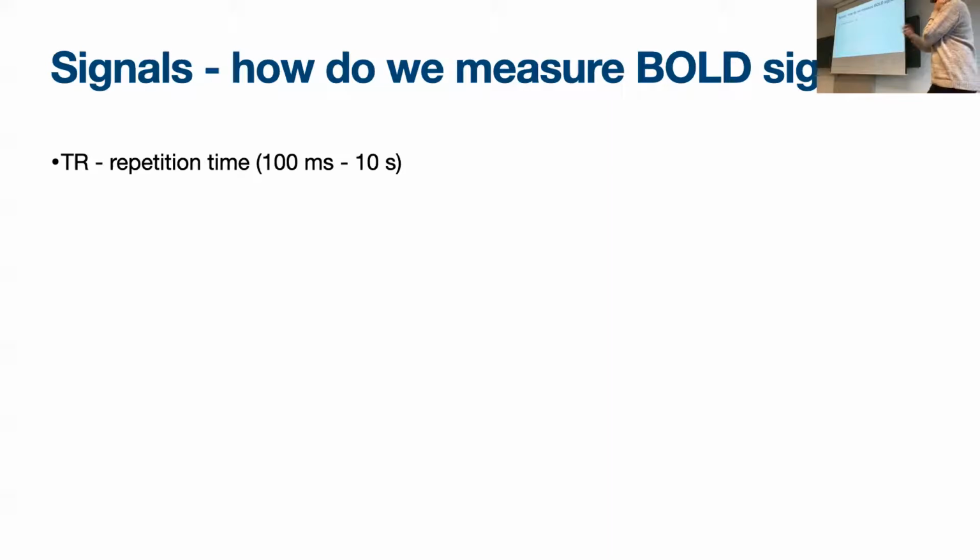So if we are in a regime where we do that, we have specific things that we can work with. A couple of concepts that are important to understand when you're reading the literature are TR, the repetition time. We can dial this at the scanner. We can make it really slow or really fast, but it's part of a trade-off.